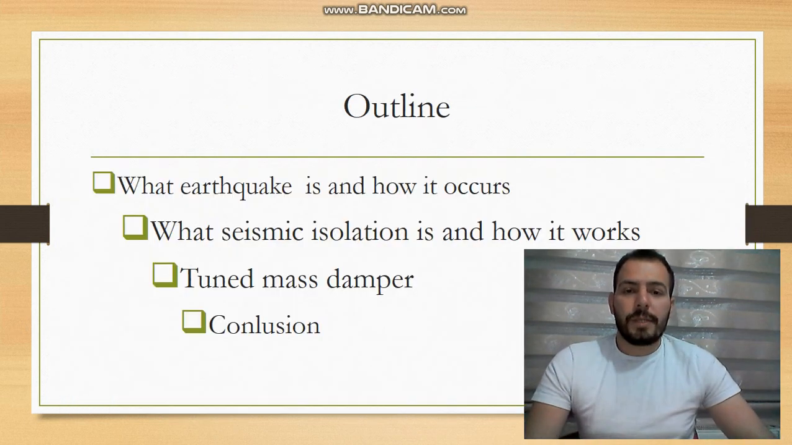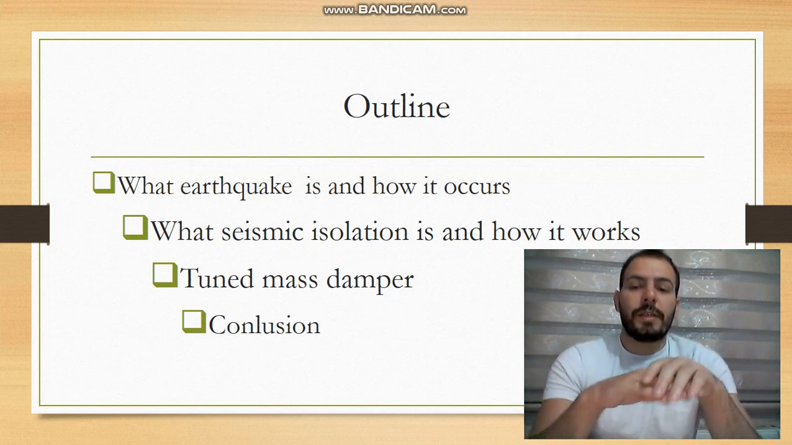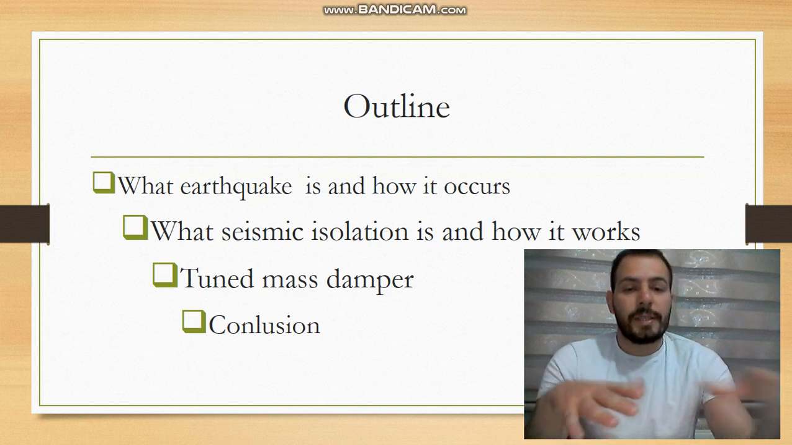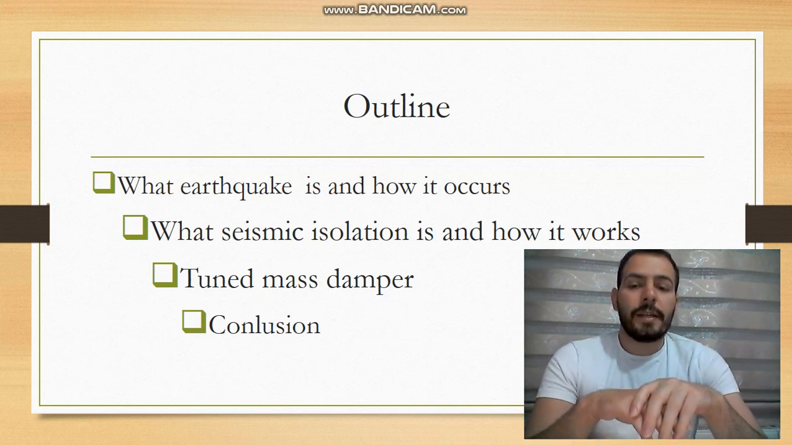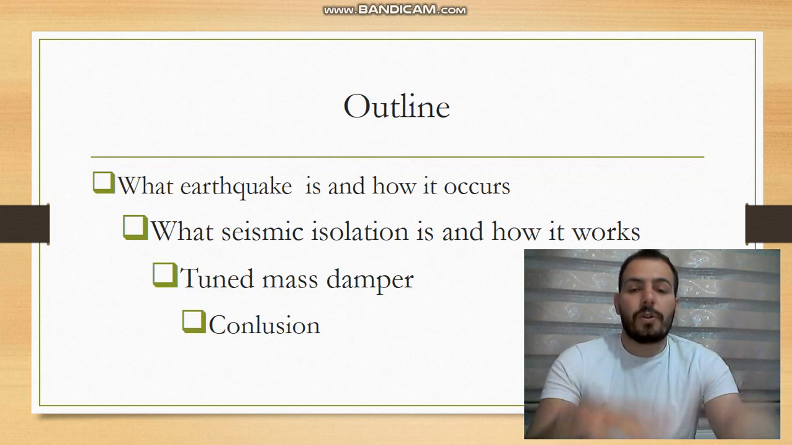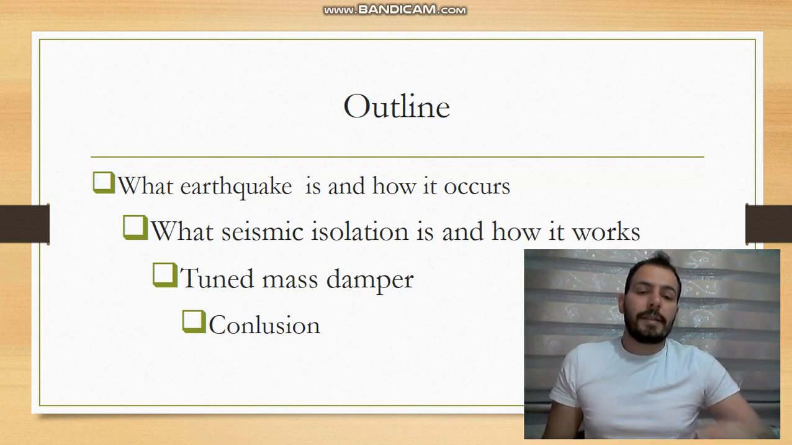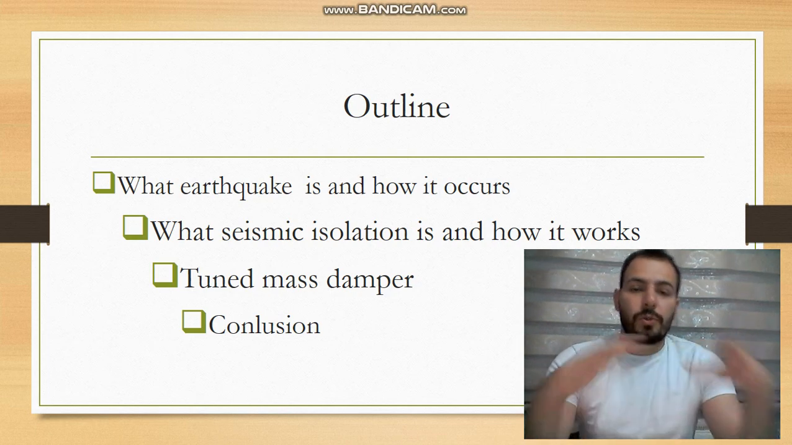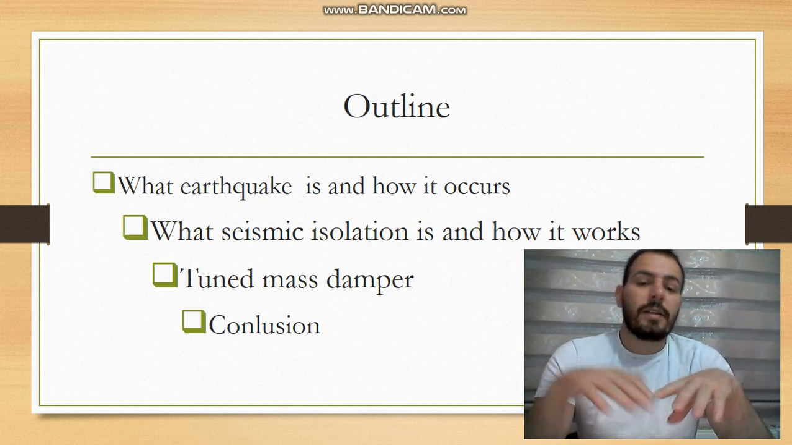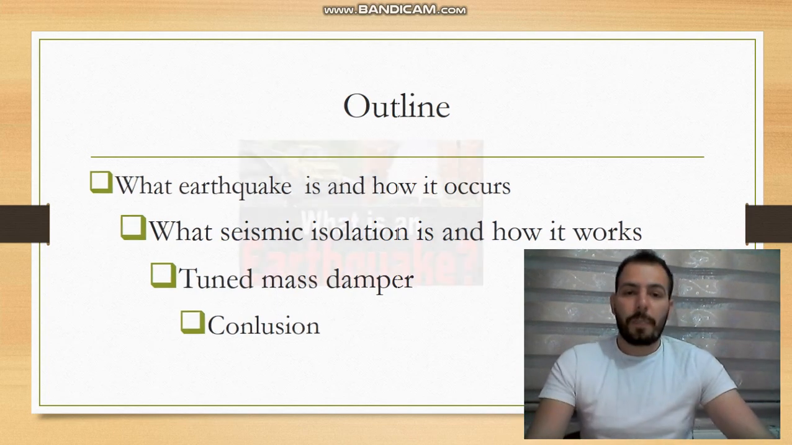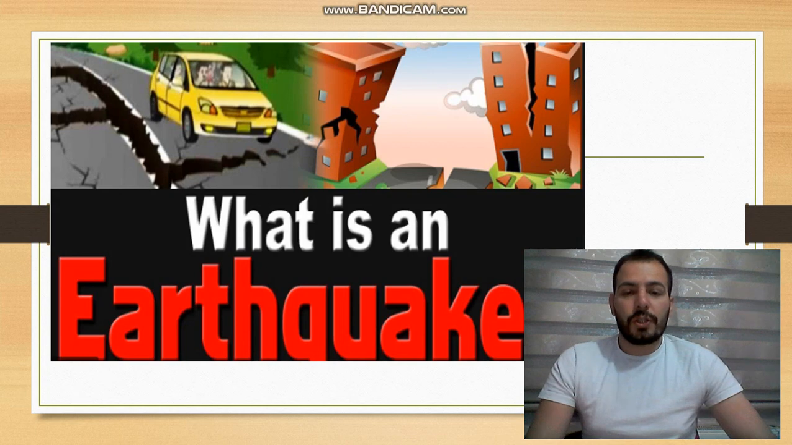Let me begin with the introduction of my outline. First, I am going to give a definition of the earthquake: what an earthquake is and how it occurs on our planet. Then I will move on to the first innovation, called seismic isolation, and how it works. Then I will move on to the mass damper, and lastly, I am going to make a conclusion about my presentation. Let me begin with the definition of the earthquake.